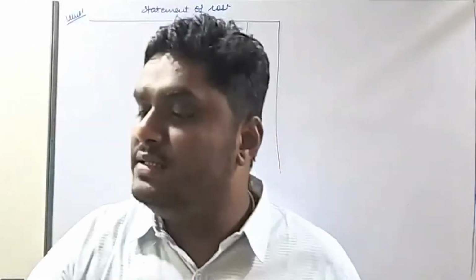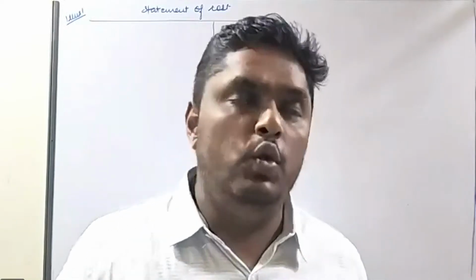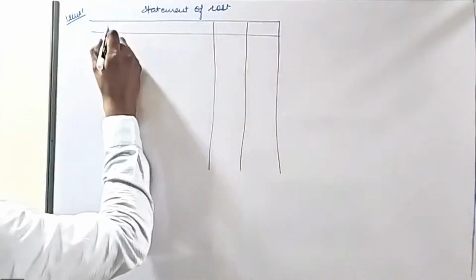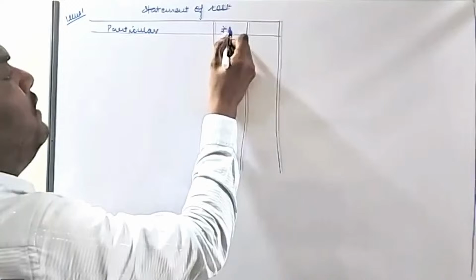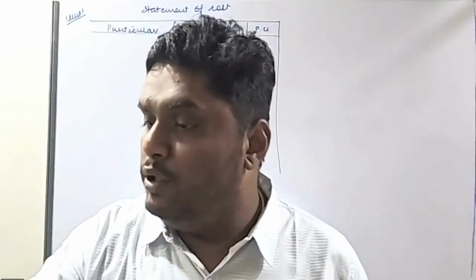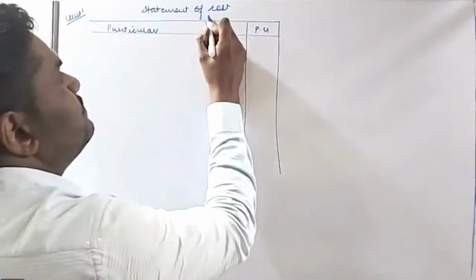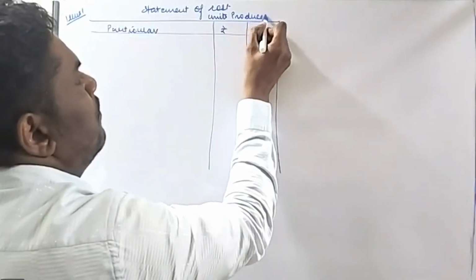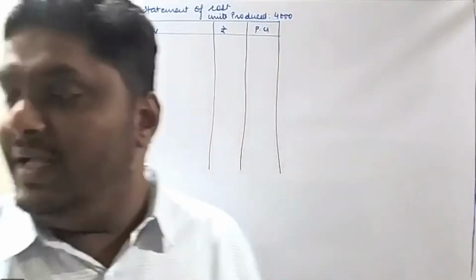Herein the question is asking us to calculate the cost per unit also. So herein the 2-column table will be prepared: particulars, total, and per unit. Further, when talking about the units that are manufactured, it's 4,000 units. So let's start with this question.